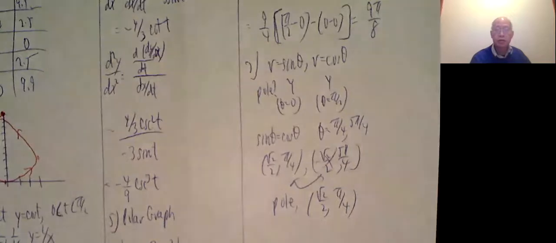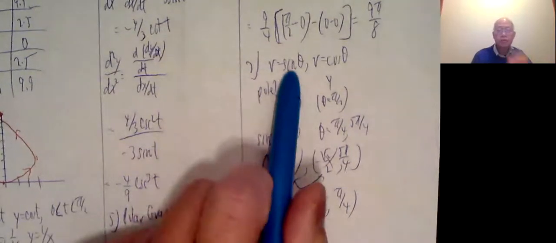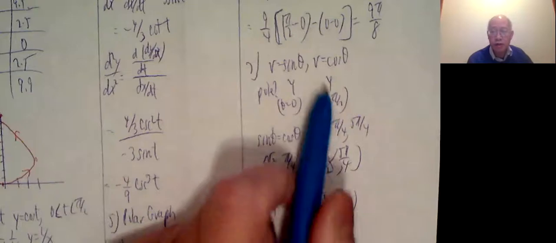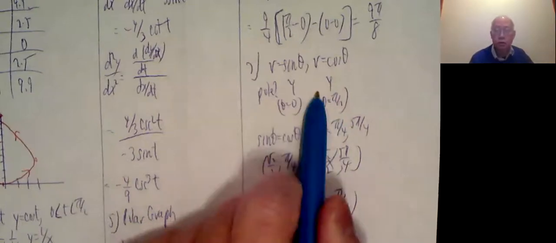Number 7. Find points of intersection. Do they touch the pole? Can this ever equal 0? Yes, for instance, theta equals 0. Can this ever equal 0? Yes, theta equals pi over 2. So they touch at the pole.